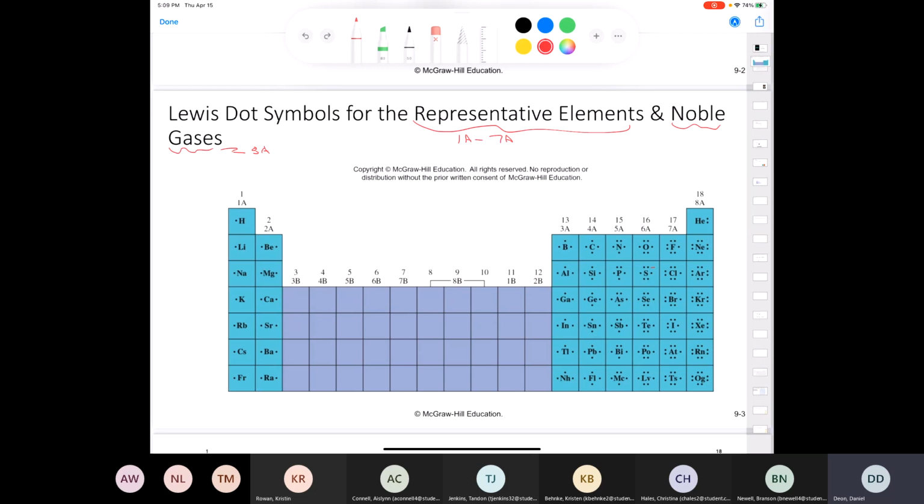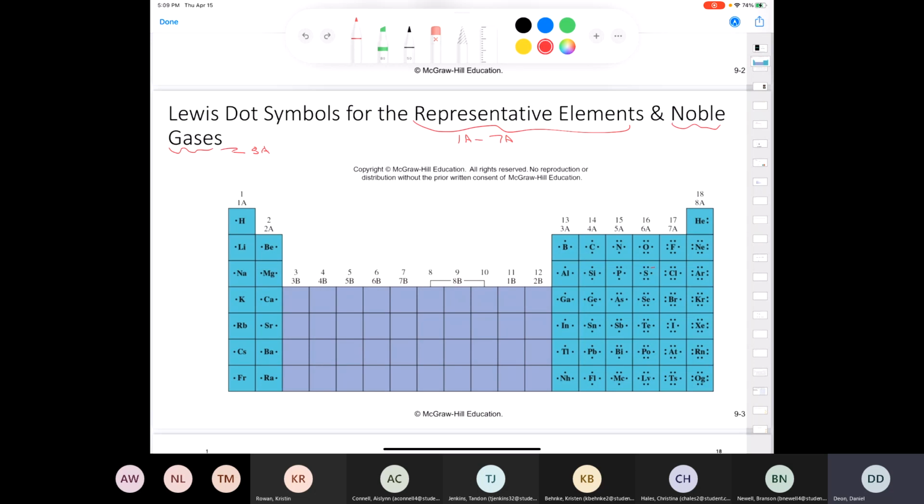Now, something that you notice here is that for the transition metals, we don't have any Lewis dot symbols, and that's because they all have incompletely filled inner shells, so we're not going to write Lewis symbols for them or for the lanthanides and actinides. So again, we're going to focus on the representative elements this evening. But what I am getting at here is that each one of these Lewis dot symbols represents the element as well as the number of electrons surrounding that element.